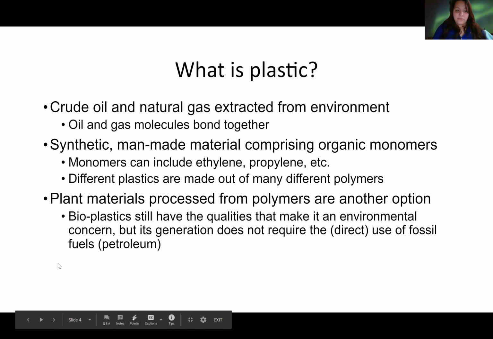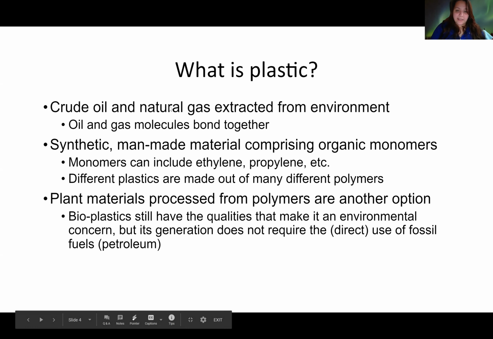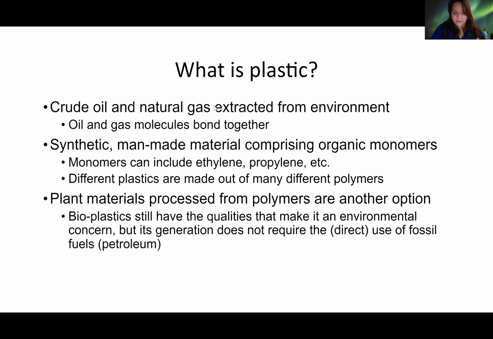Plastic itself is made of both crude oil and natural gas that are extracted from earth via fracking and oil rig drilling. It's a synthetic man-made material, meaning that you wouldn't ever naturally find these different organic compounds put together in the real world. They're made of different types of monomers that can be put together. So based upon what different monomers you put, like ethylene or propylene, it'll make a different type of plastic.